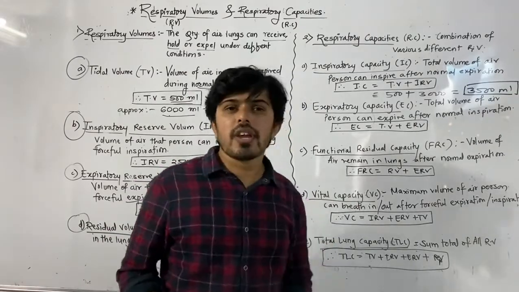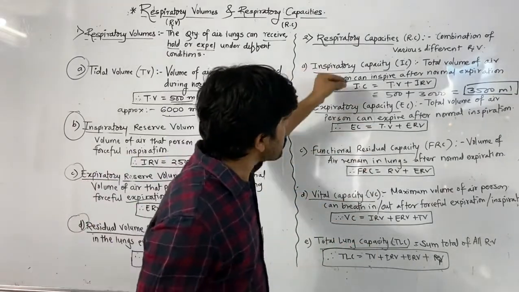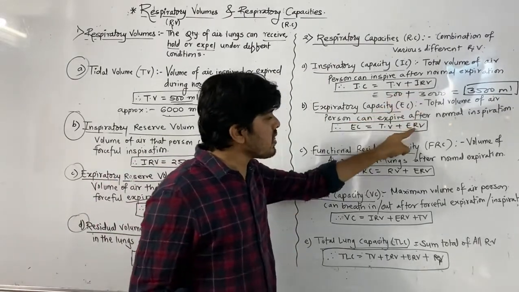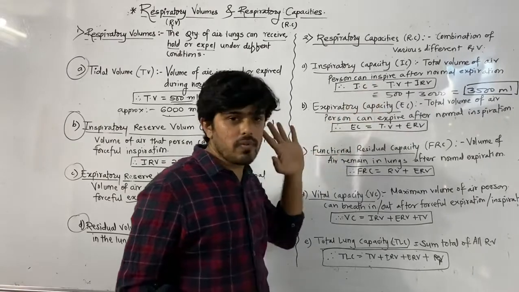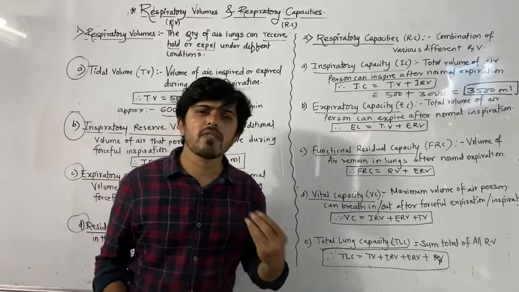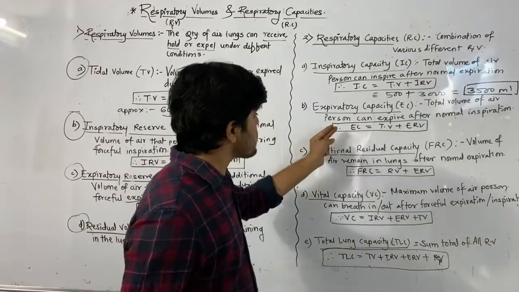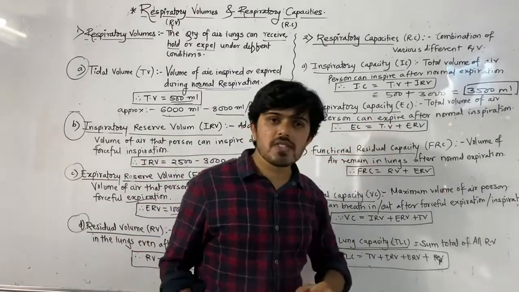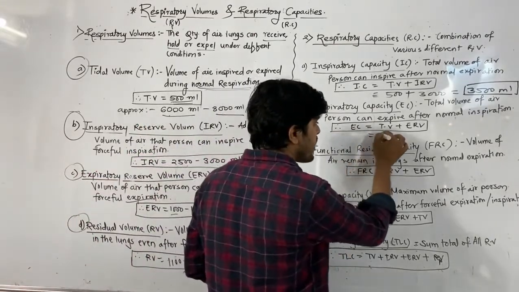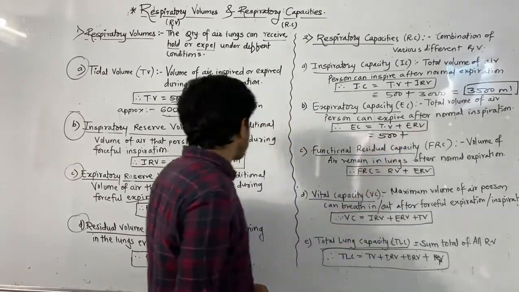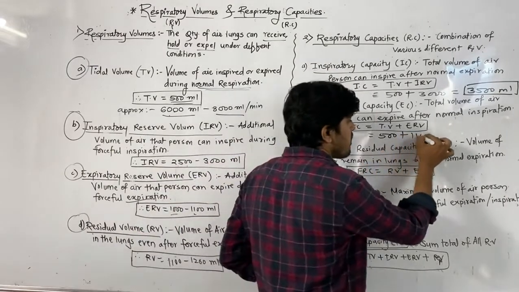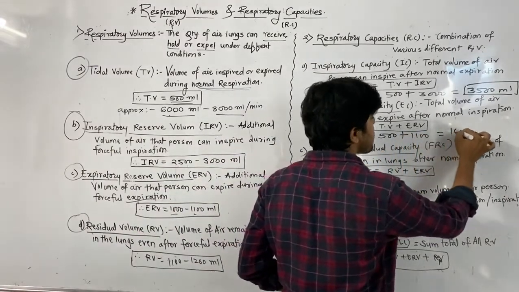Next one is expiratory capacity. See, it is nearly equal to inspiratory capacity. In inspiratory capacity, IRV was there, here ERV will come. TV is common, okay. So expiratory capacity is the total volume of air the person can expire after normal inspiration. So it is a combination of tidal volume and expiratory reserve volume. You can see the mathematical equation. Same way to calculate, tidal volume is 500, ERV comes here, you can see ERV 1000 to 1100, take maximum 1100. If you calculate this, you will get 1600 ml.